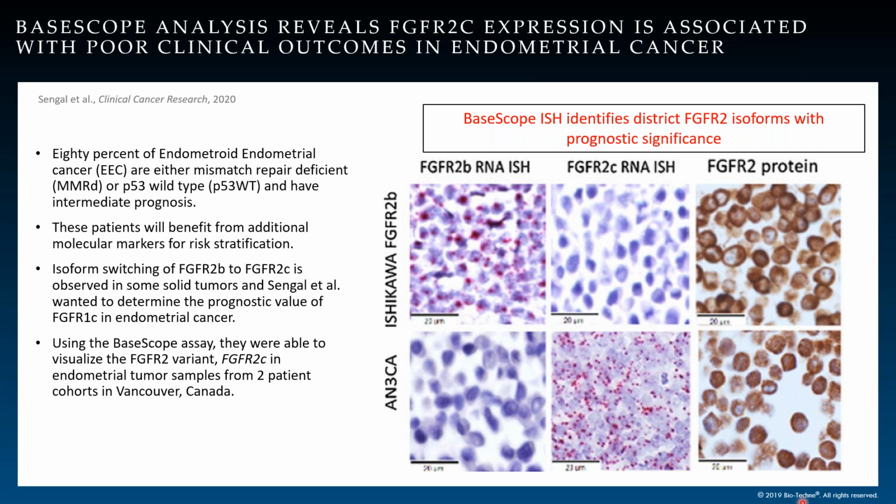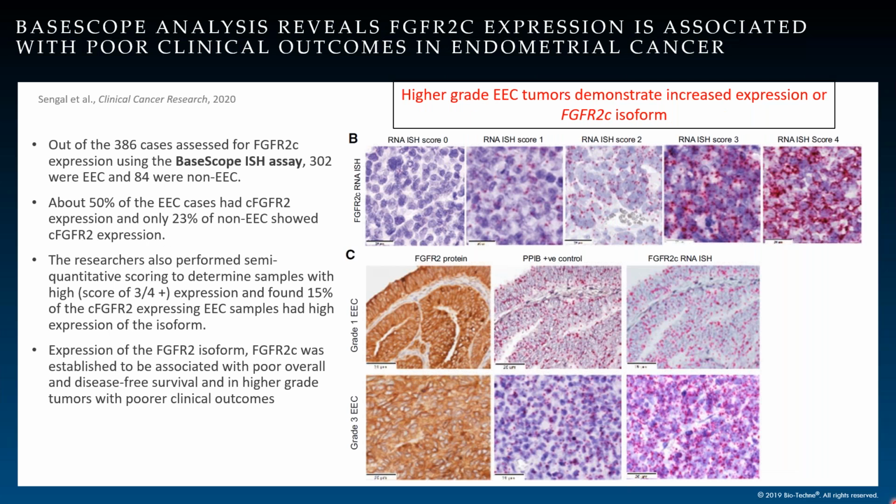And again, here they have done IHC for the FGFR2 protein, highlighting that this particular IHC was not able to differentiate between the isoforms, whereas the BaseScope assay was. So they did extensive BaseScope analysis in over 400 samples to study the expression of the FGFR2C isoform in these samples. And they went a step ahead and did semi-quantitative scoring for these samples to establish the degree of expression in the different endometrial cancer samples.